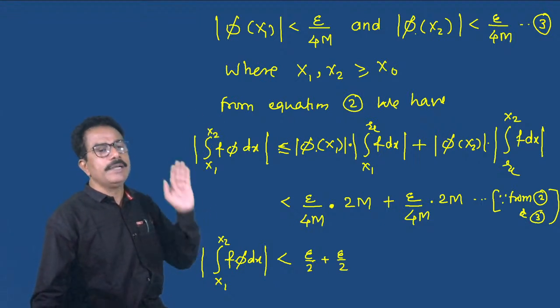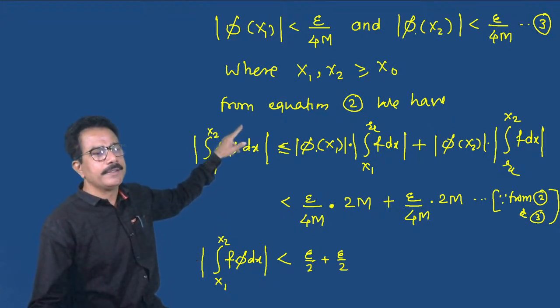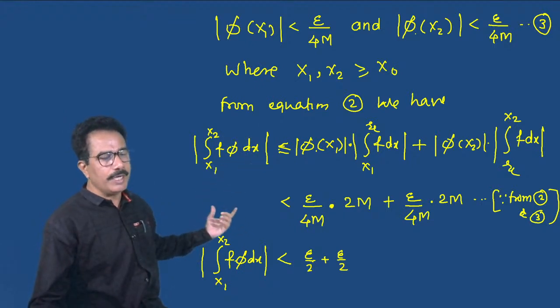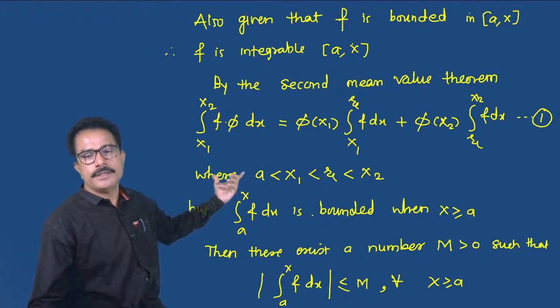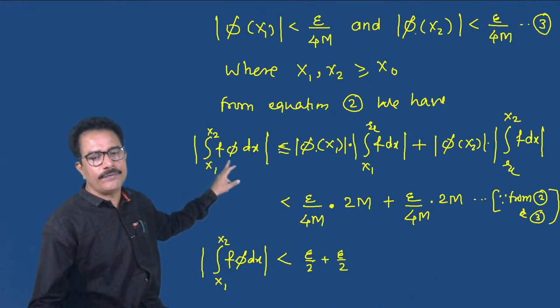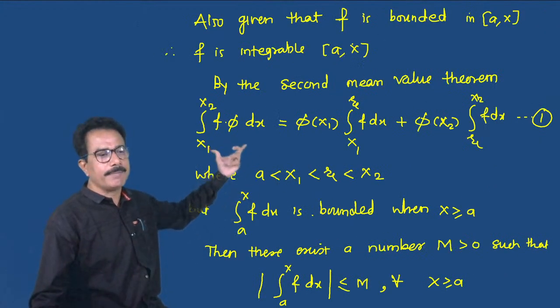And phi of x2 is less than or equal to epsilon divided by 4M, where x1, x2 are greater than or equal to x naught. From equation 2 we have the second mean value theorem, so take the second mean value theorem in modulus form. So we can write the modulus of the integral from x1 to x2 of f into phi dx; this is the same equation, taken in modulus form.